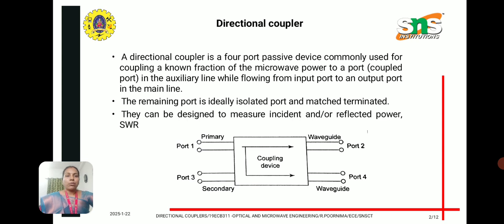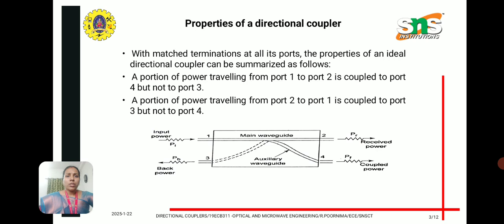The power flows from the input to the output port in the main line. The auxiliary line is used for power measurement purposes. The remaining port is ideally an isolated port and is matched terminated. They can be designed to measure the incident and reflected power and the standing wave ratio. These are the properties of directional couplers.